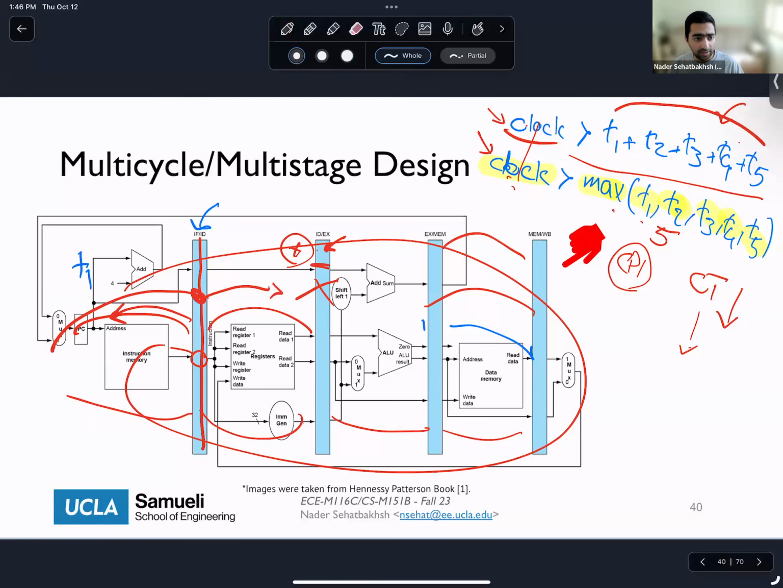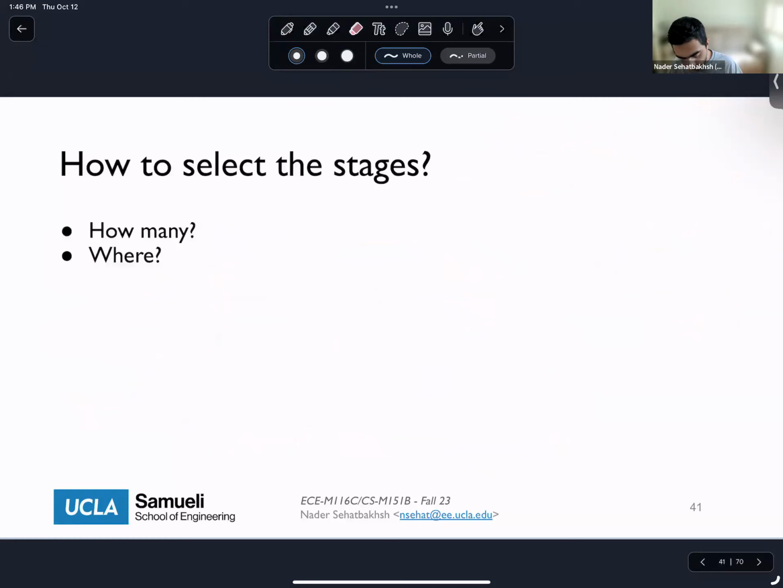Okay, and can you explain the effect on CPI? Let me just move forward so that I can answer these questions, because once I explain this, you will understand how this impacts the rest of the things. So let me tell you how many stages we are adding, where we are adding them, and why we are adding those.